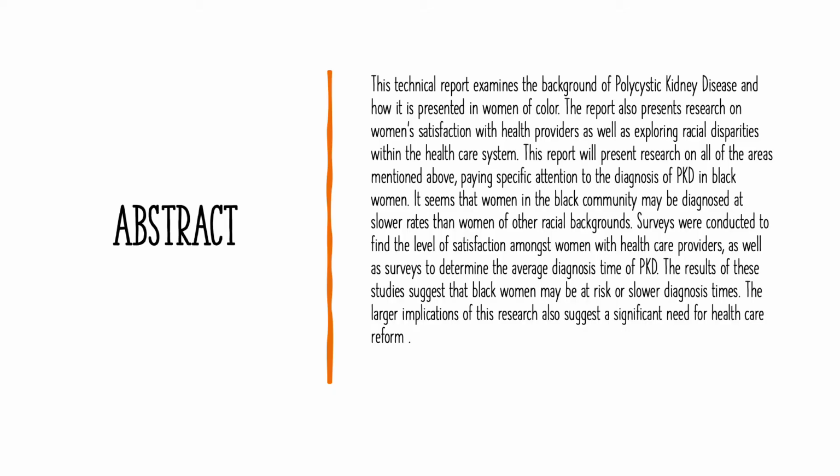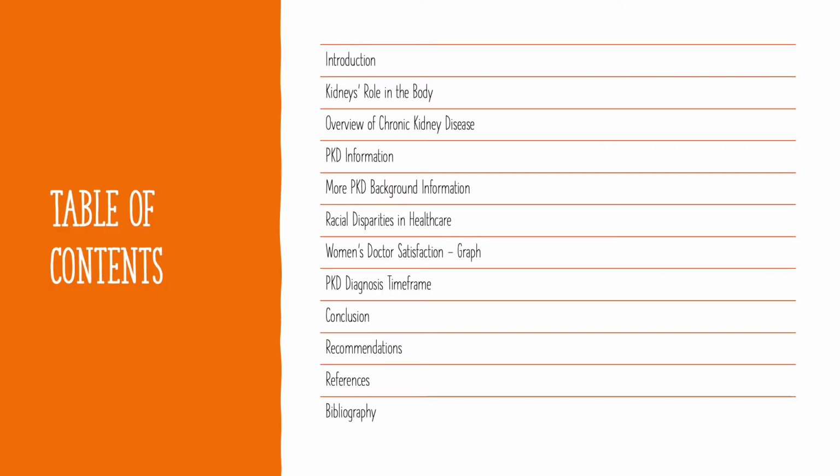You want to make sure that your abstract is in sentence form and that it covers the entire scope of the report. So, what is it examining? What is it presenting? What type of research did you do? What did the results show? And what are the implications for the future? Make sure that your abstract is complete and has all the required components. Table of contents is pretty self-explanatory.